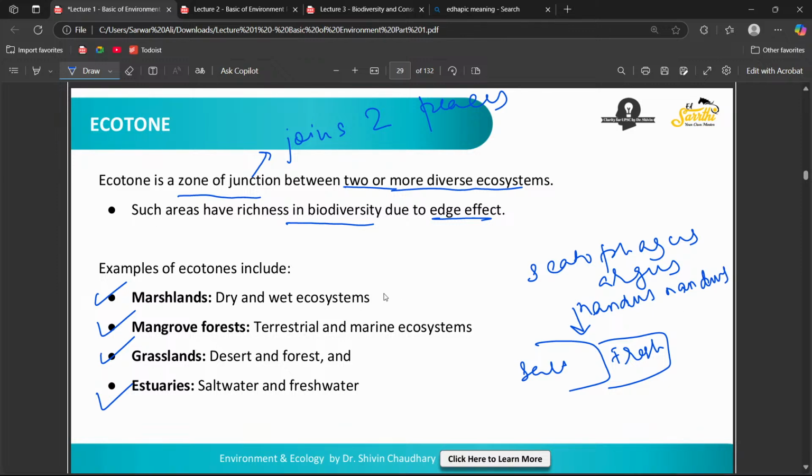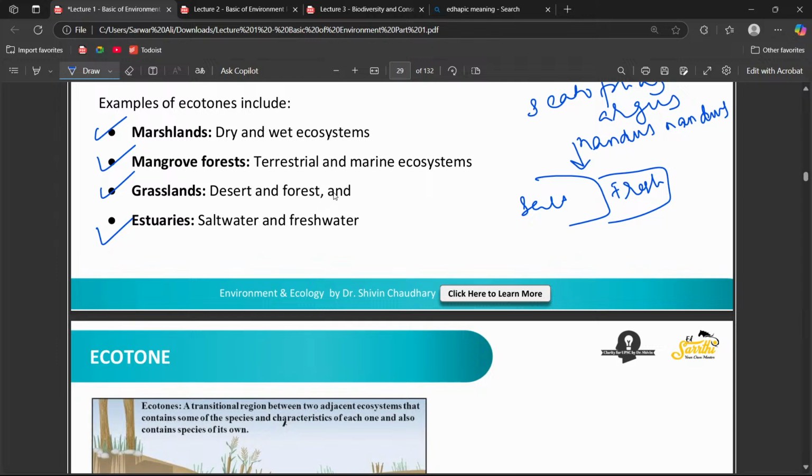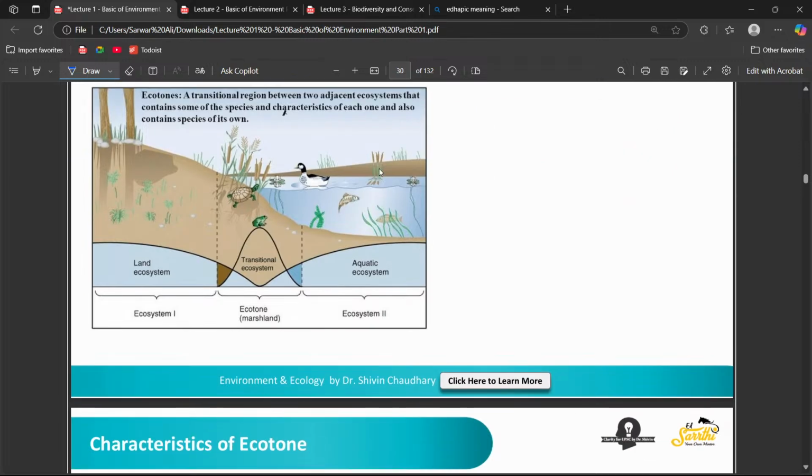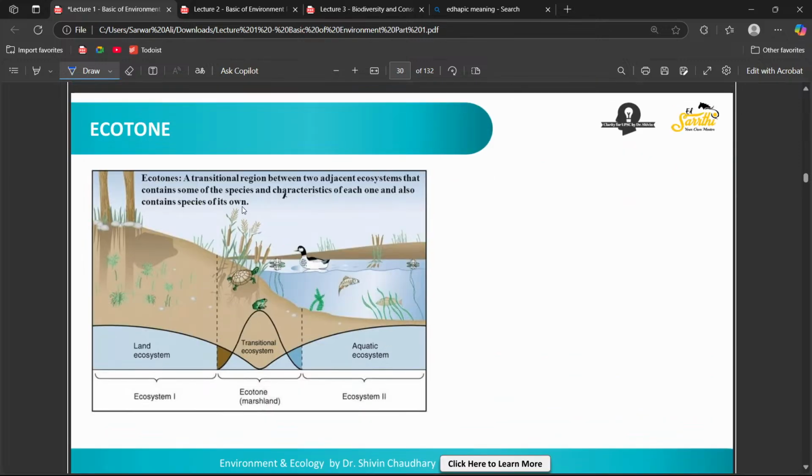In marshlands we find different types of species. In mangrove forests we find crocodiles also. We find mangrove trees which have adaptations to grow in such environments. An ecotone is a transitional region between two adjacent ecosystems that contains some of the species and characteristics of each one, right? This is an aquatic ecosystem.